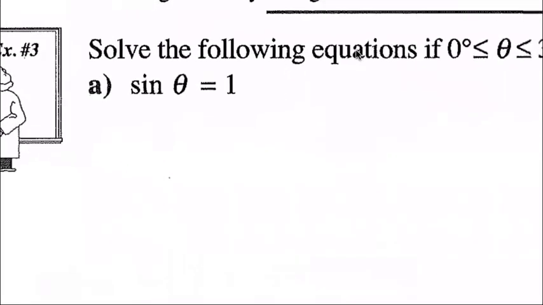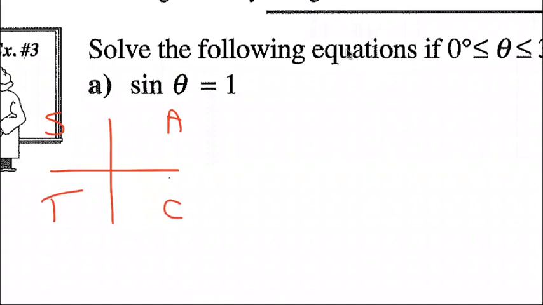Step 1. 1 is positive, so I check this, C-A-S-T. Sorry, I'm stuck on red. Positive is there in 1 and 2, not in 3, not in 4. So we're looking for quadrants 1 and 2.